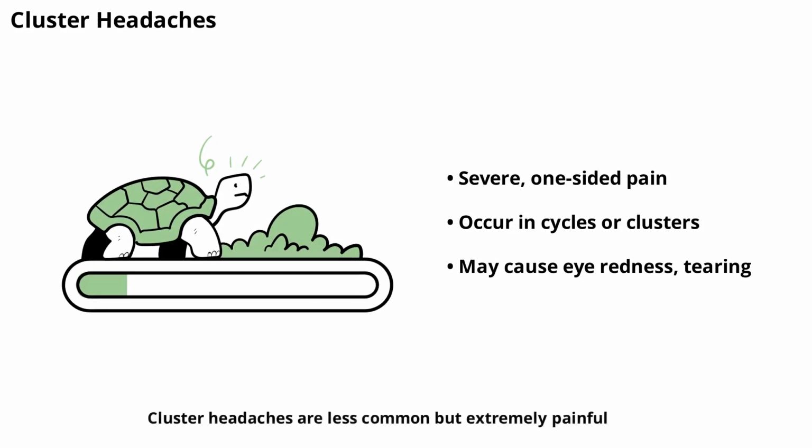Cluster headaches are less common but extremely painful. They occur in cyclical patterns or clusters, often at the same time each day for weeks or months. The pain is usually focused around one eye and can be accompanied by redness, tearing, or nasal congestion. The exact cause is unknown, but they are believed to be related to the body's biological clock. Cluster headaches are more common in men and can be very disruptive.